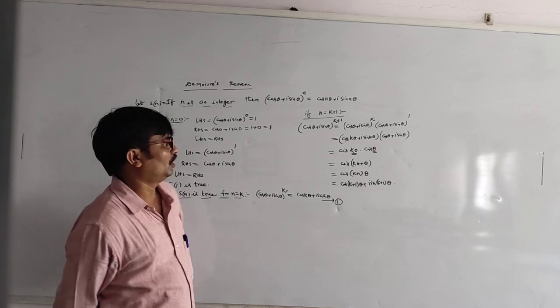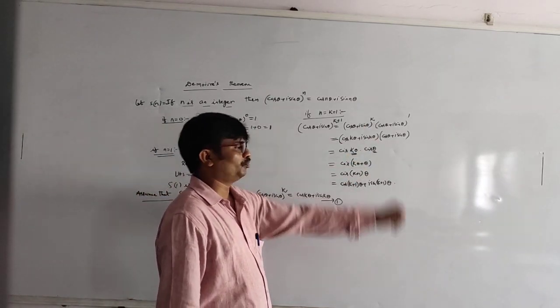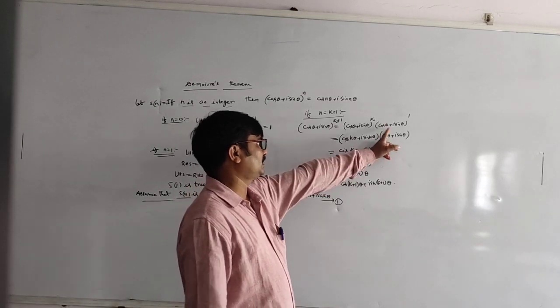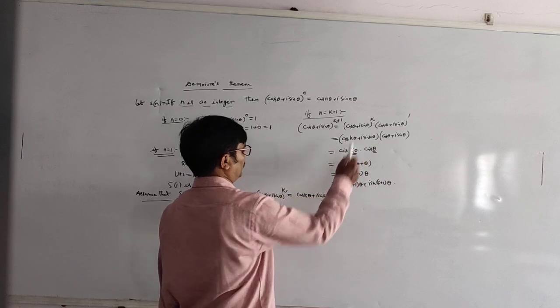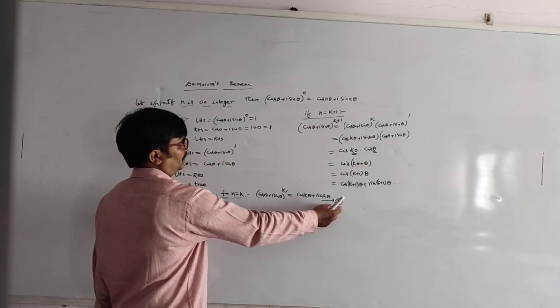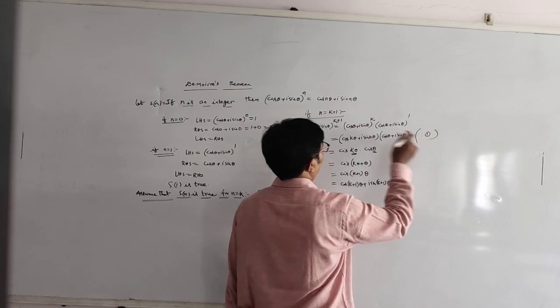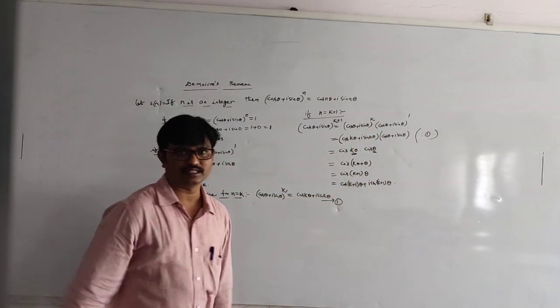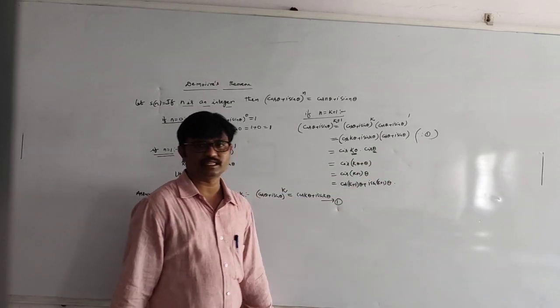So how to write, students? Cos theta plus i sin theta whole power k, cos theta plus i sin theta whole power 1. This is from equation 1. From equation 1, we can write cos of k theta plus i sin k theta, this is cos theta plus i sin theta.